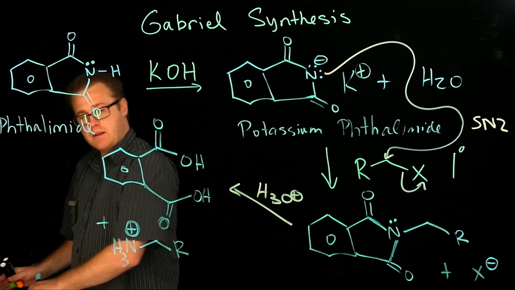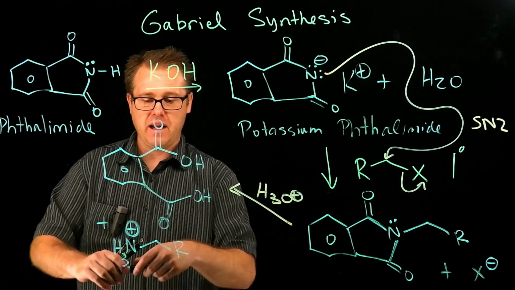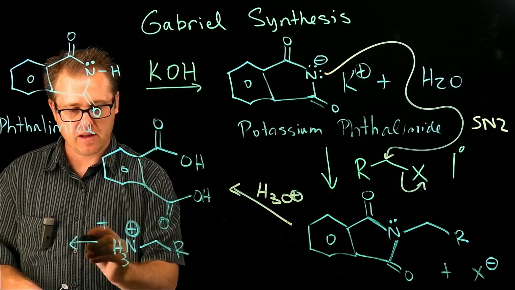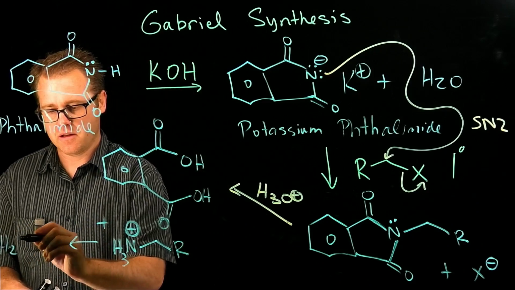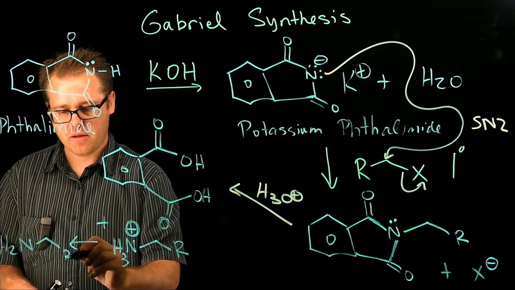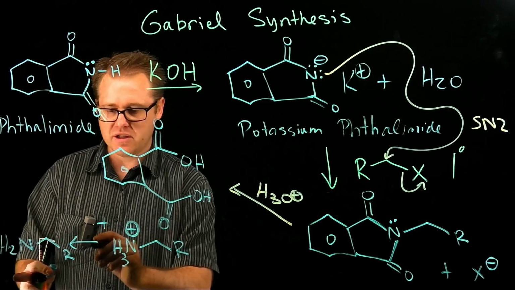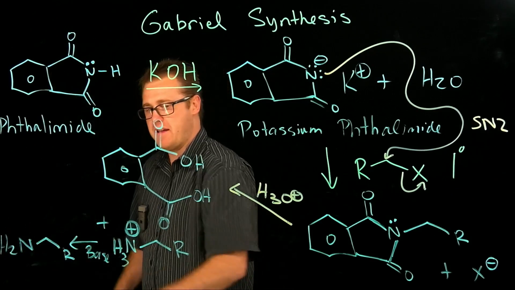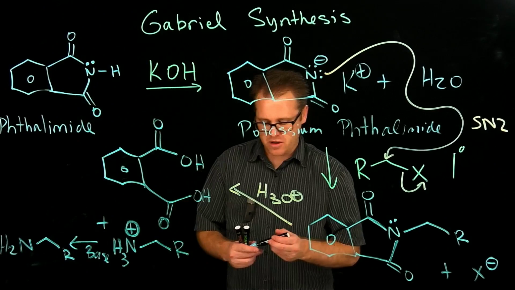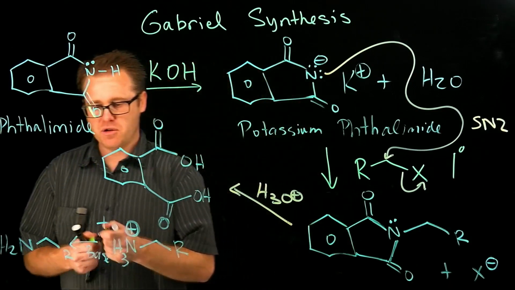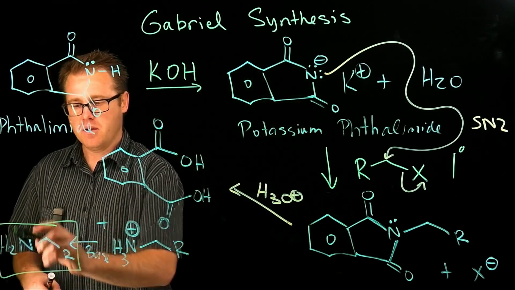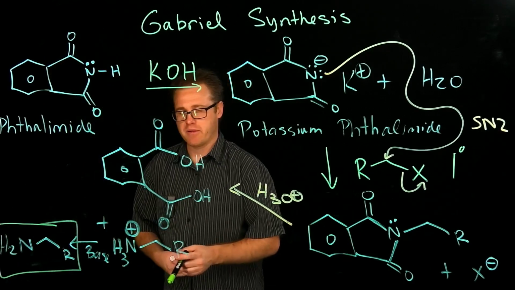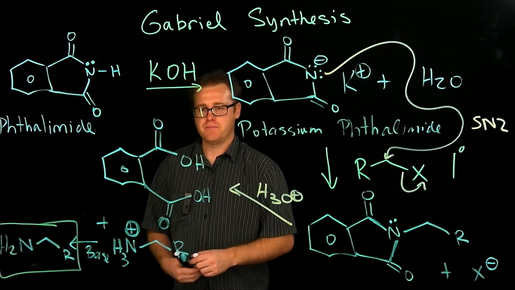Now, if you want just the amine, the unprotonated version, like that, what would you have to do? You just would have to add a little bit of base to deprotonate that, and boom, then you have that. But that's the overall goal here, is you're making primary amines using the Gabriel synthesis.